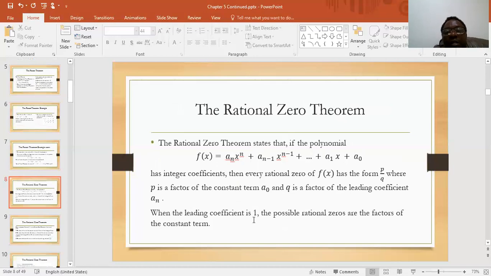We can also use the rational zero theorem. If we have a polynomial function a_n x^n plus a_(n-1) x^(n-1) plus and so on plus a1 x plus a0, the rational zero theorem states that if this polynomial function has integer coefficients, then every rational zero of f of x has the form p over q. That is assuming the coefficients are all integers. If they are rational numbers, we can make them integers by multiplying by the common multiple of all the denominators.